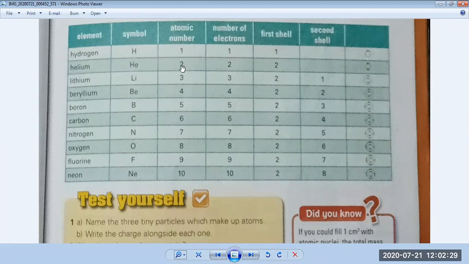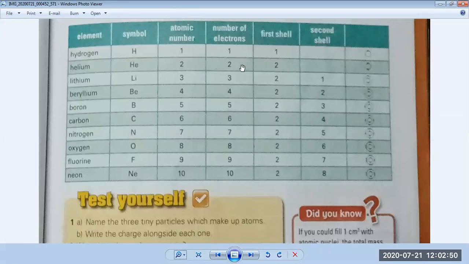Atomic number is 2. It means it has 2 protons in the center of a nucleus. Okay, and definitely if it has 2 protons, its electrons should be the same. And in the first shell, how many electrons will be accommodated? 2. It has only 2, so they will be accommodated in the first shell.